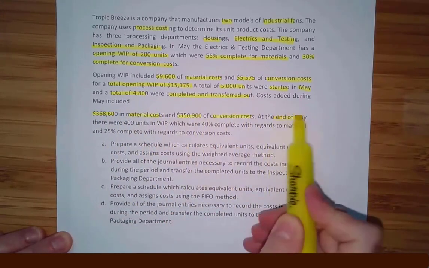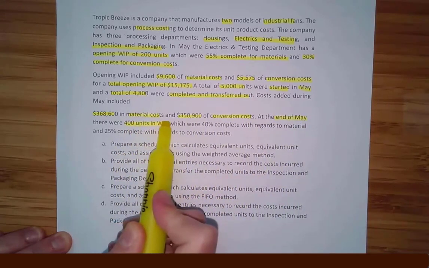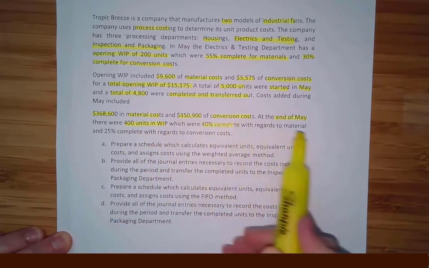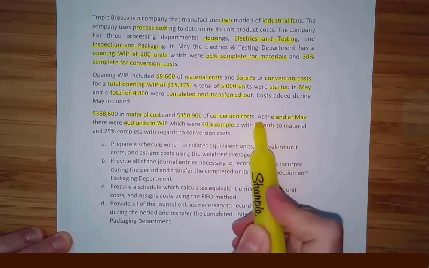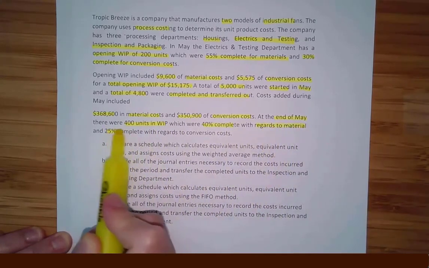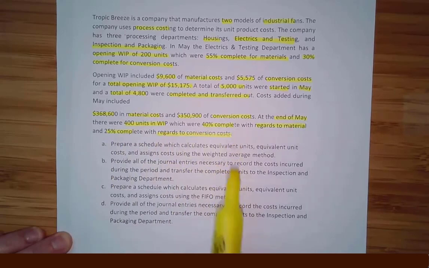At the end of May, there were 400 units in work in progress, which were 40% complete with regards to materials, and then 25% complete with regards to conversion costs. So that's a lot of information to process, but we're going to take it step by step as soon as we start solving the problem.